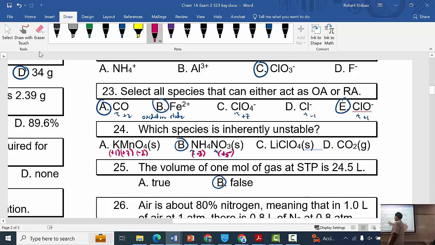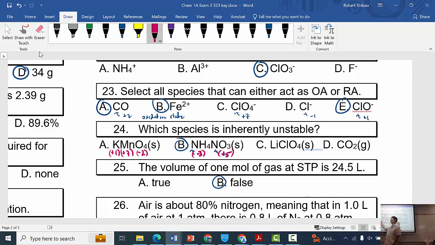Let's take a look at this. This is from old exam 2. Which species is inherently unstable? So if we look at potassium permanganate, this seems to be unstable. Why? Not because of the potassium, not because of the oxygen, but because of the manganese. The manganese is +7, which means it's going to be quite reactive. This stuff should be very reactive. But it's not inherently unstable.